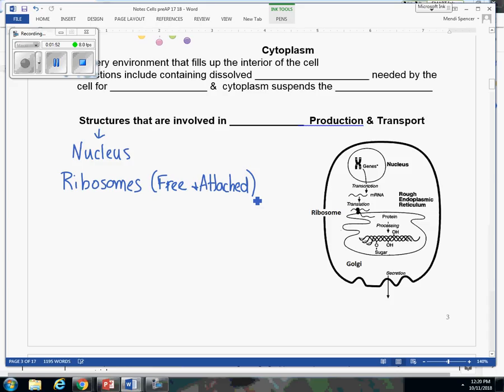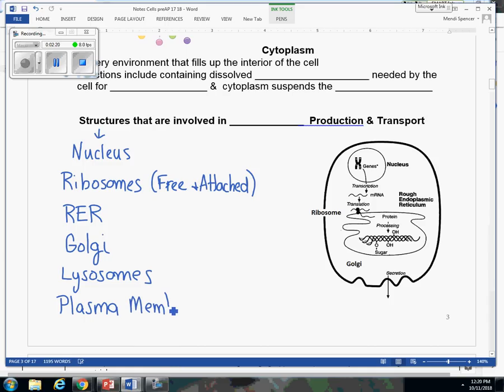We've already looked a little bit at ribosomes because they can be found on the RER. So we're going to look at the RER. Golgi. The Golgi you probably have heard of before. It can go by the name of just Golgi, Golgi body, Golgi apparatus. We're going to take a look at lysosomes today. And we're going to look at that plasma membrane. Remember, the plasma membrane and the cell membrane are the exact same thing.